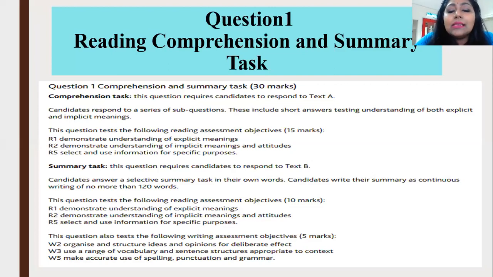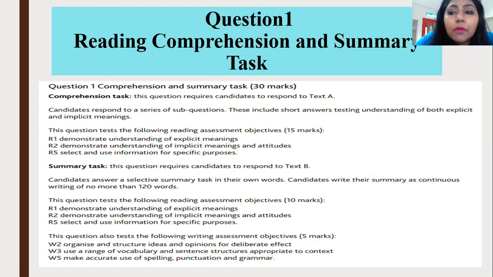Okay, and summary writing obviously involves a reading assessment objective, which is 10 marks. That means we will look at your ability to read, extract both implicit and explicit meanings, and at the same time your ability to use the correct or specific information to cater to the requirement of the question. Okay, and that is for reading assessment.